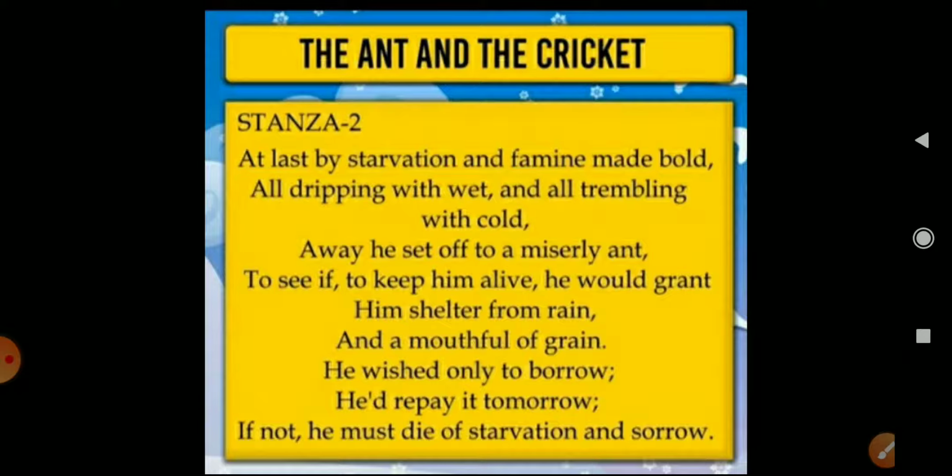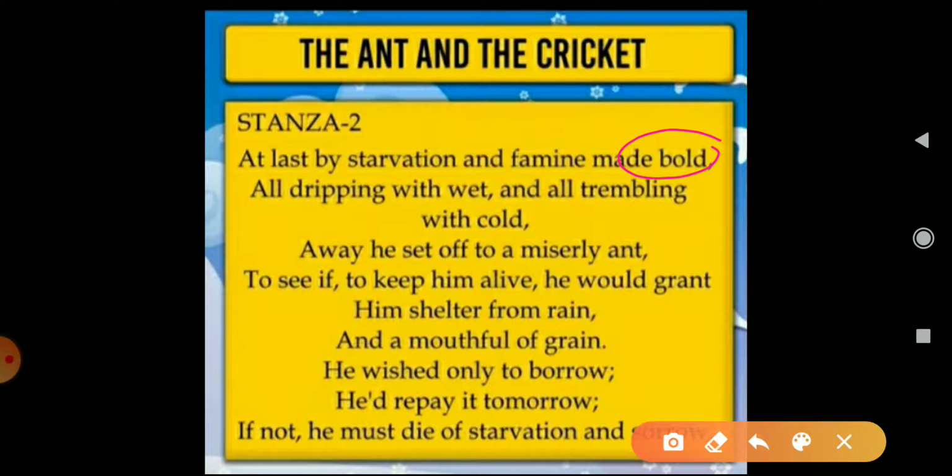Because of the starvation, because of the famine, starvation means hunger, famine means scarcity of food, he collected the courage. He made bold means he collected the courage. He decided to go to the ant and beg for food and shelter, all dripping with wet and all trembling with cold. So as he went towards the ant, he was dripping, wet and cold.